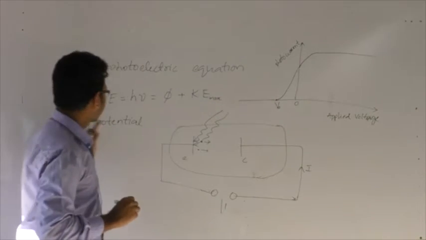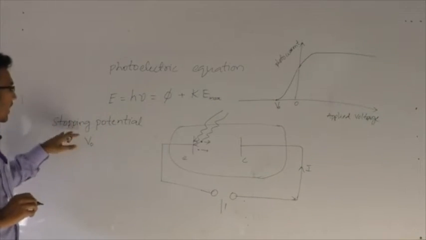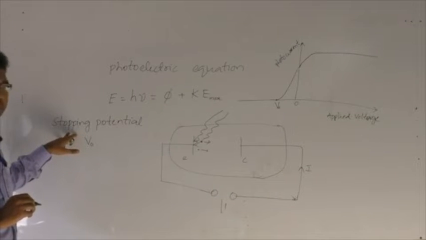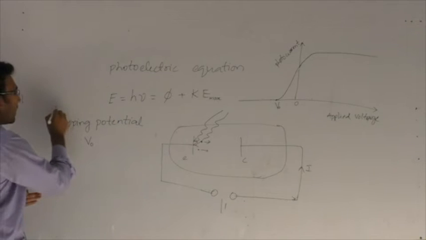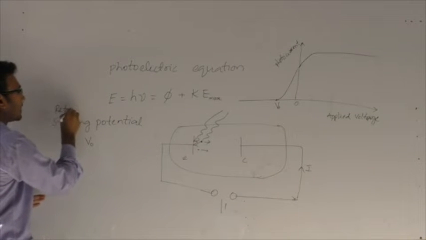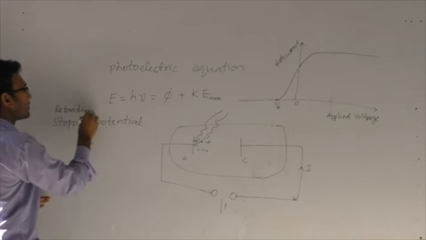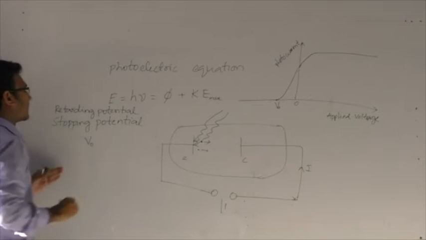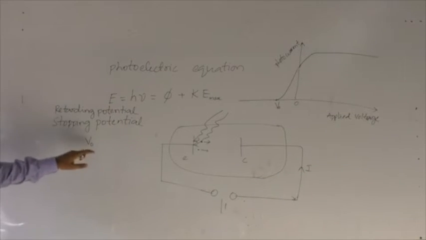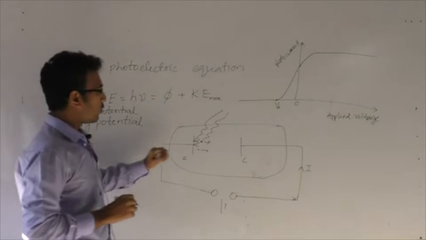This particular voltage, as I said, is called stopping potential. Why this name stopping? Because current stops. There is another name for this, which is called retarding potential. You can say either stopping potential or retarding potential, which is represented by V0. So, what do you observe here?